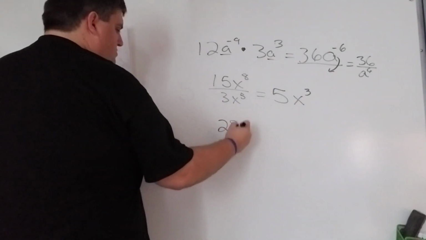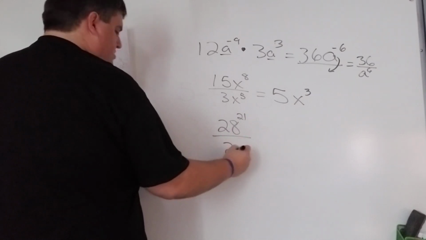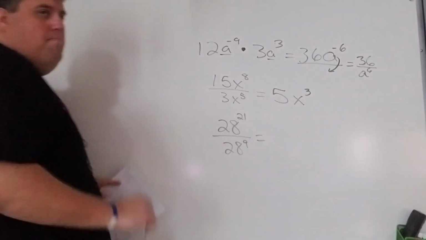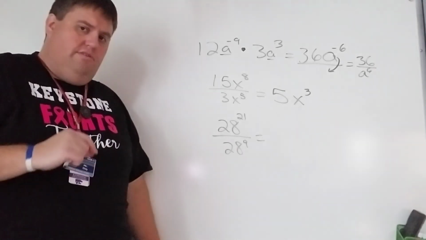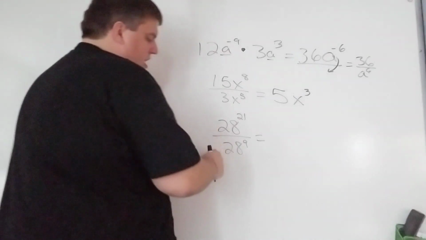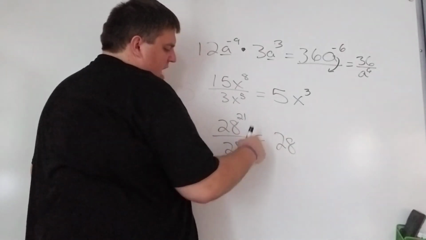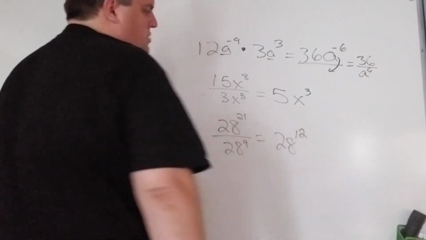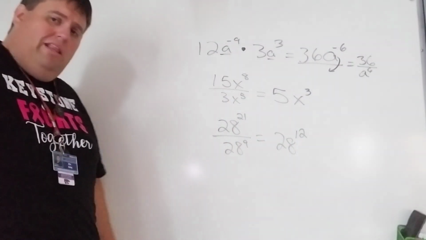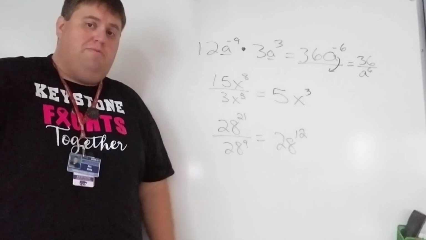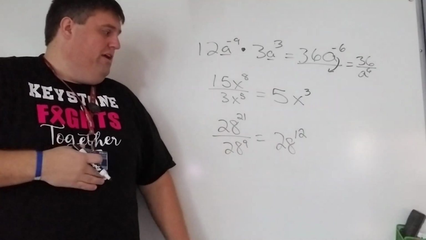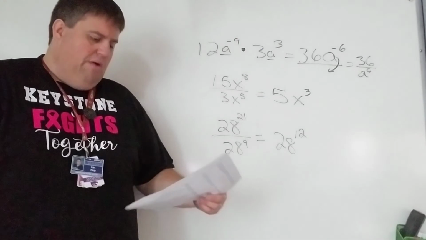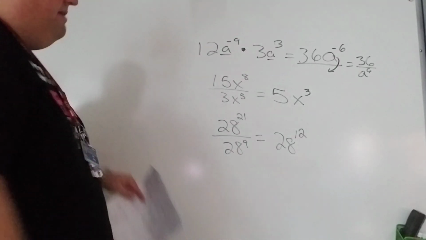Number 7, 28 to the 21st over 28 to the 9th. Again, these have the same base, so we're not going to divide those numbers. We keep the base and subtract the exponents. What was that, 12? Yeah. So 28 to the 12th, and I'm just going to leave it like that. Remember, you want to leave your stuff in the simplest terms possible. For this one, we can just leave it 28 to the 12th. We don't have to actually figure out what 28 times 28 times 28 times 28 is, right? All right, number 8.